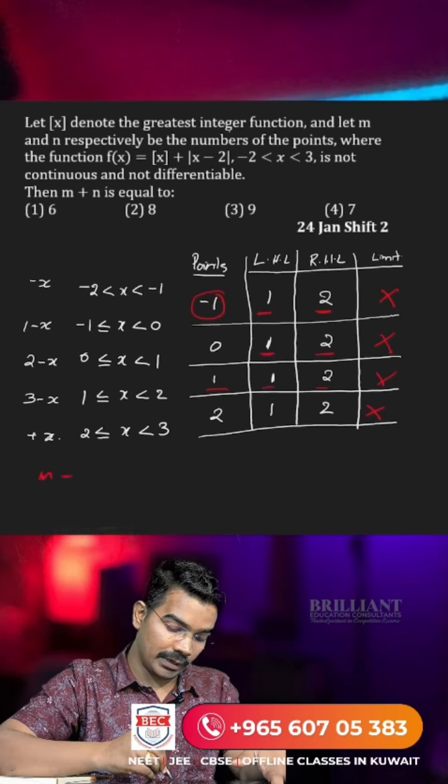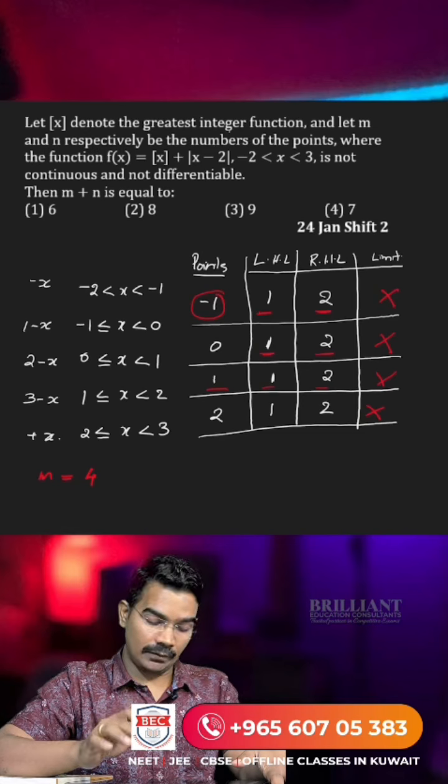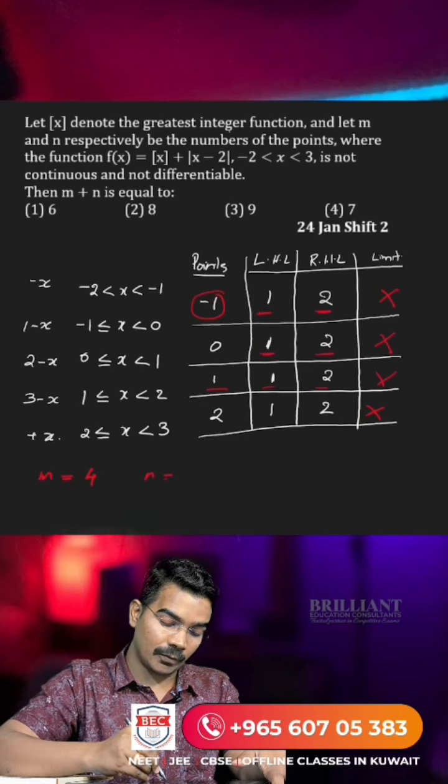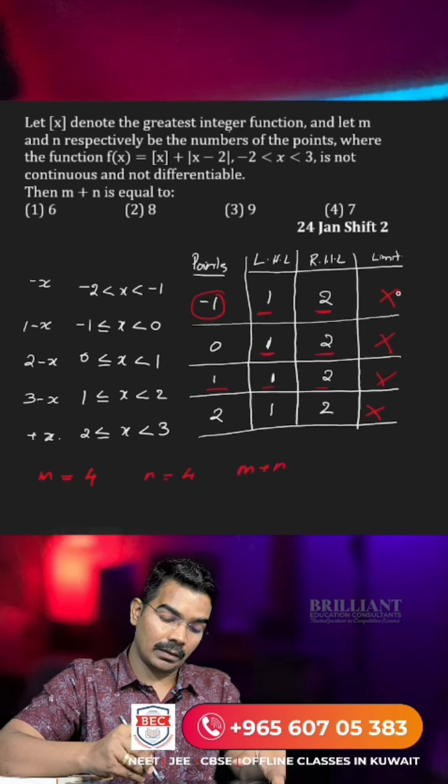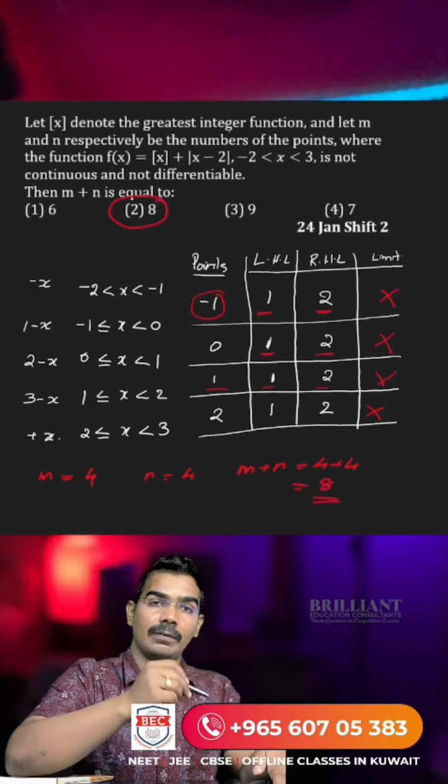So m will be 4. For all the discontinuous points, the function will be non-differentiable, so the value of n will be 4. So m + n is equal to 4 + 4, that is equal to 8. So 8 is our answer. So option 2 is our right answer.